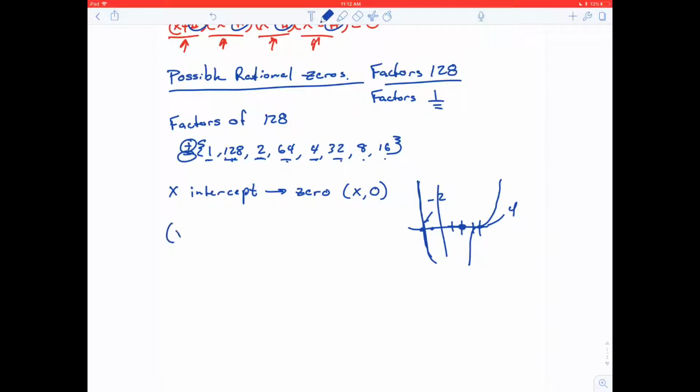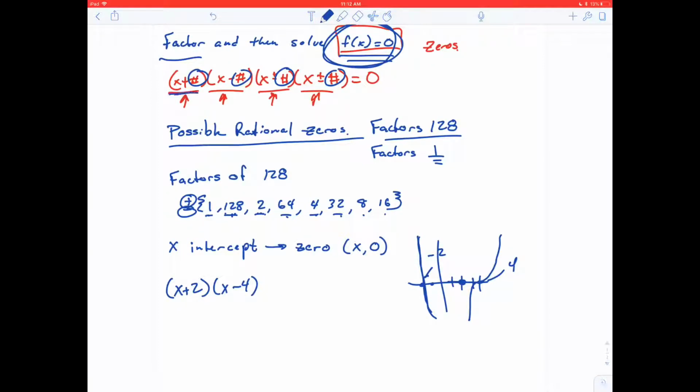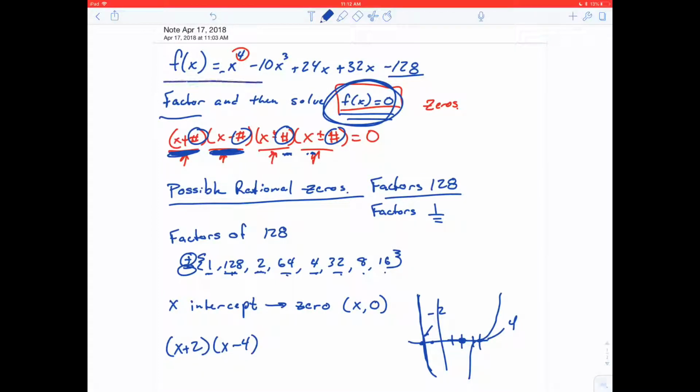So what we know so far is x plus 2 and x minus 4 are two of the factors that go in here. Right here's one of them, and here's the other one. But we still need to account for these other two. So to find the other two, we need to divide the polynomial. We need to divide this whole big polynomial here by the factors of x plus 2 and x minus 4.